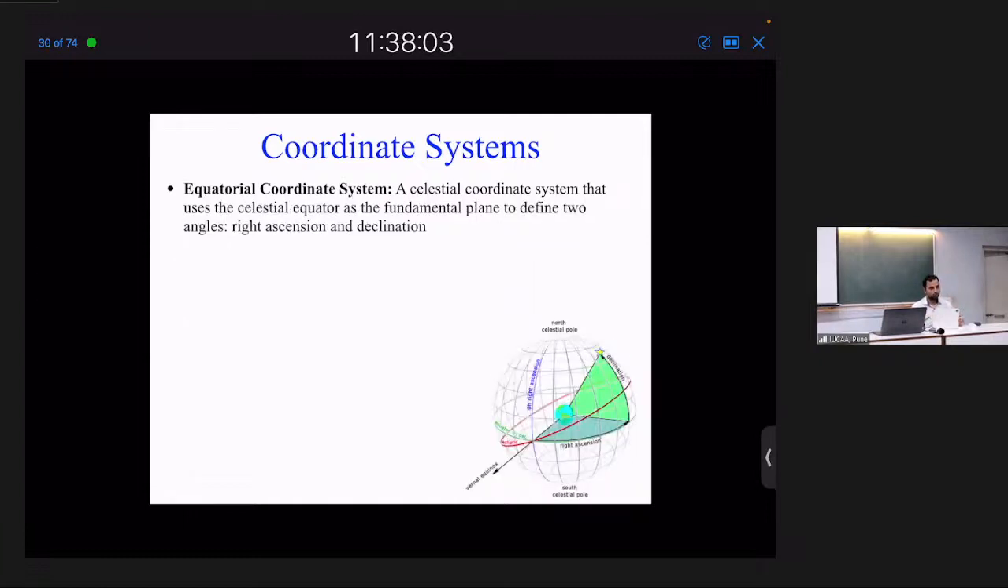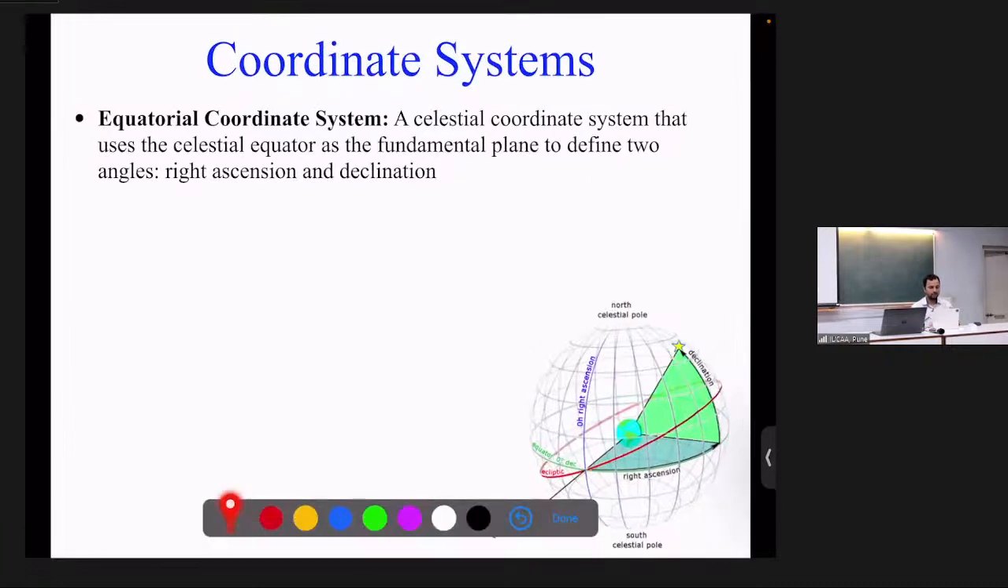Next is the equatorial coordinate system. So you understand in this coordinate system, what we do, we use the celestial equator as the fundamental plane. In the horizontal coordinate system, my local horizon was my reference plane. In this case, the celestial equator may have some angle. Like in this photo, I showed you this green color circle is basically the celestial equator.